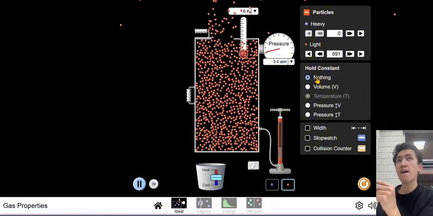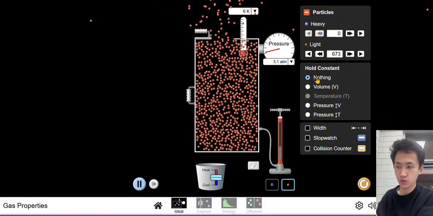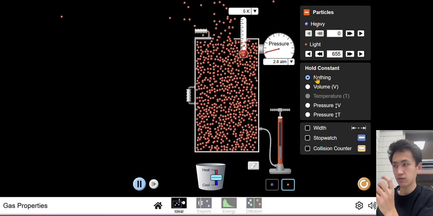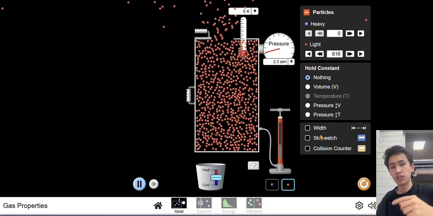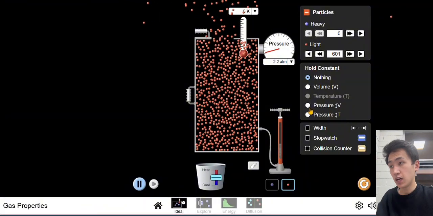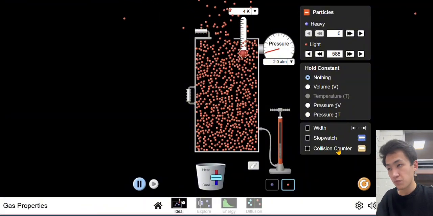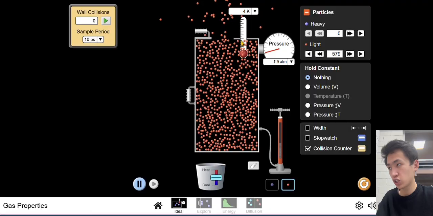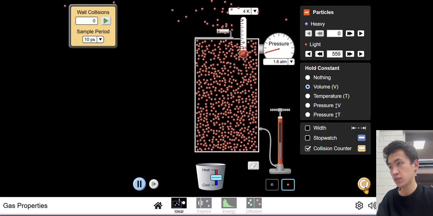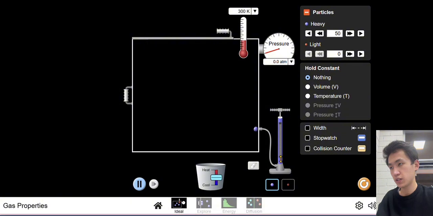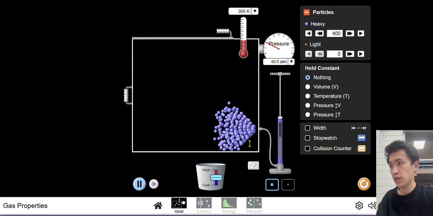Here we have volumes of molecules, but in this simulation, it doesn't count. We have here a collision counter. It means how many collisions occur. Let's restart our experiment. Let's pump air inside.